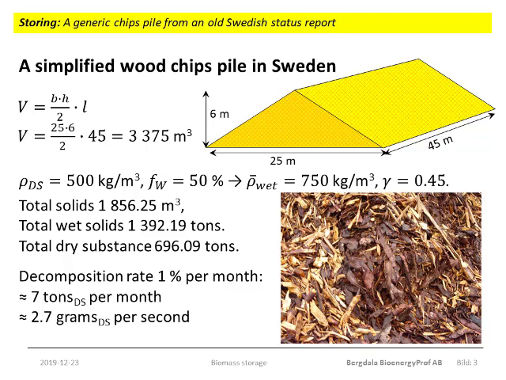3,375 cubic meters. For simplicity, we now assume the dry density of the chips as 500 kilos per cubic meter, and we assume the moisture content to be 50%. So the wet density becomes 750 kilos per cubic meter, and setting then a porosity at 45%, we arrive at a total content of 1,856 cubic meters of solid wet material, or 1,392 tons.